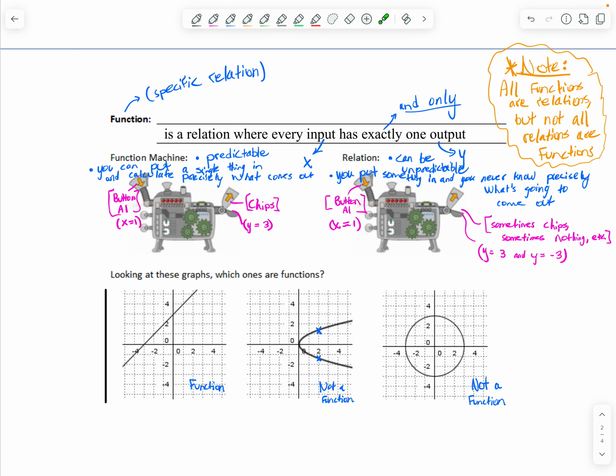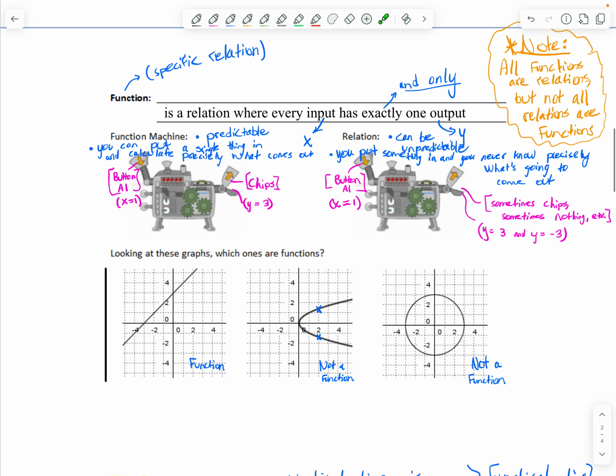If I plug in x equals 1 into some system, maybe I'll get y equals 3 and y equals negative 3. So it's a little bit unpredictable like that. I have more than one output for a single input. Of note here is this interesting property: all functions are relations. Yes, that's true, because all functions are types of relations, the bigger category, but not all relations are functions. I can't say all relations are functions.